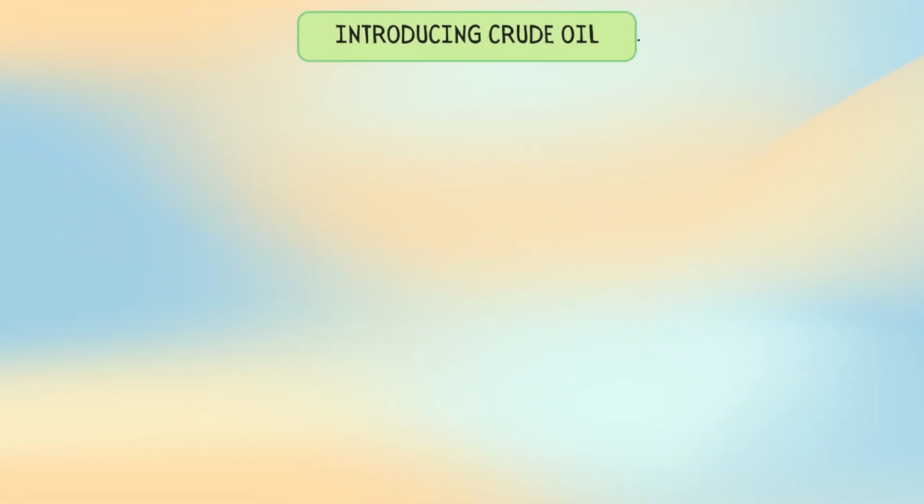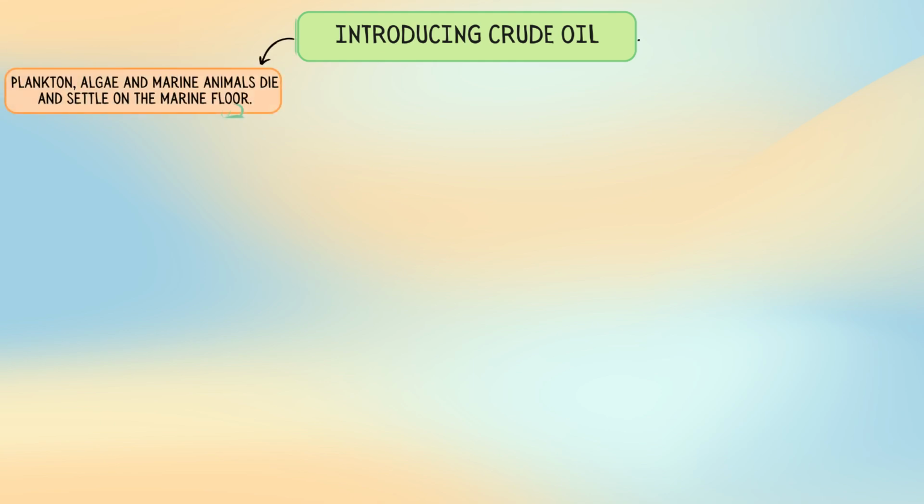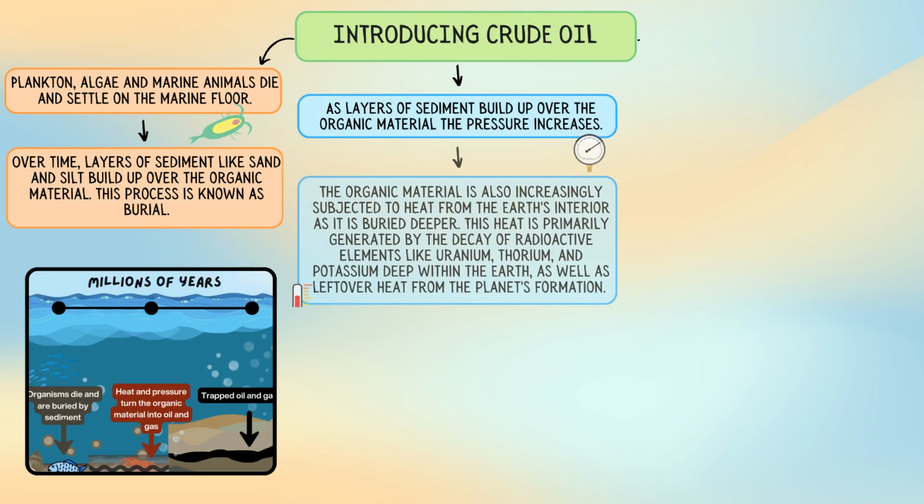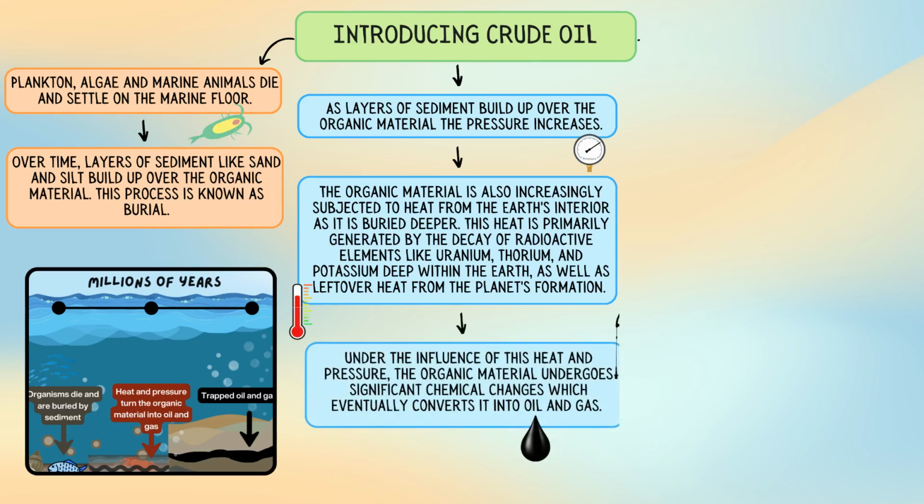In today's lesson, we delved into the formation of crude oil through the decomposition of organic matter over millions of years. We learned that it begins with the accumulation of dead marine organisms, followed by their burial under layers of sediment. Over time, pressure and heat transform this organic matter into oil and gas.